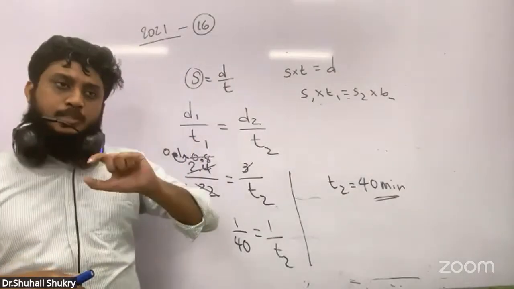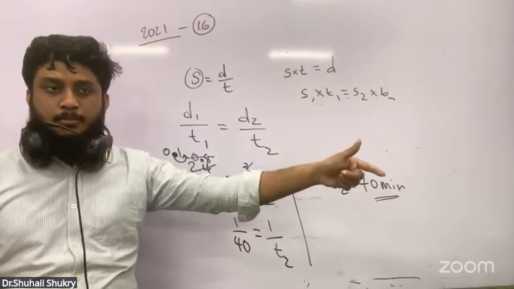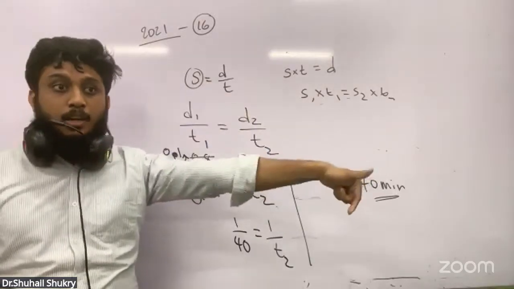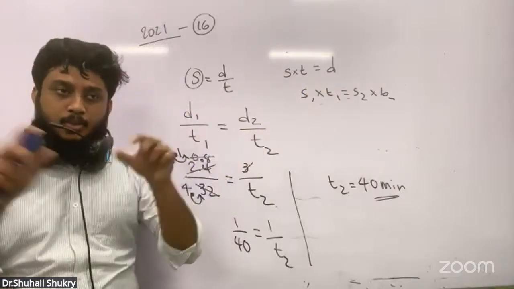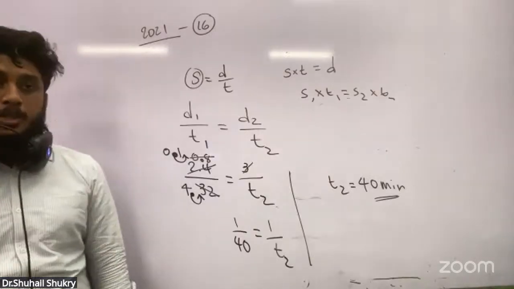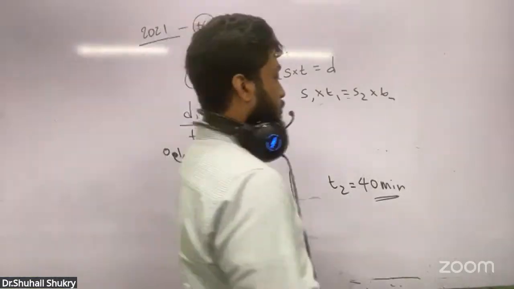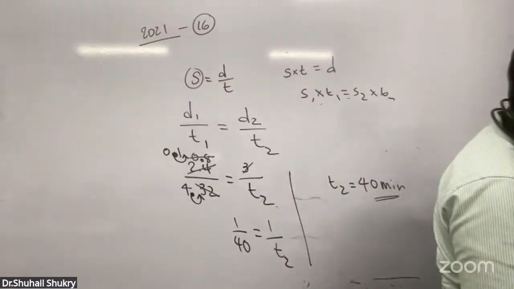Sometimes they will say for a certain distance, when he travels at this speed, he took this much time. If we travel at this much speed, how long will he take? If they ask like that, you make distance equal, then you can write S1 T1 equal to S2 T2 there. So these are important things, guys, easy and smooth.